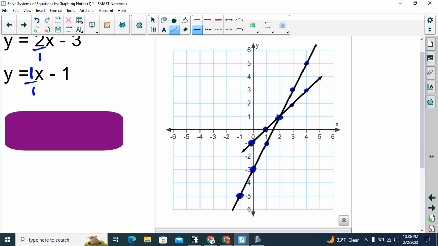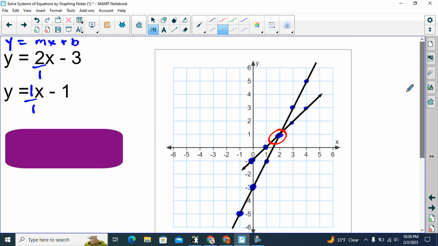And notice we do have one solution this time. These two graphs cross each other once. It is important to state what that solution is. X is 2, y is 1. Let's write it as an ordered pair. (2, 1). We put the x value first and then the y.